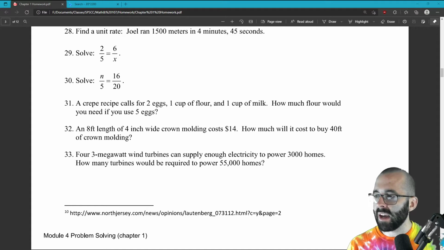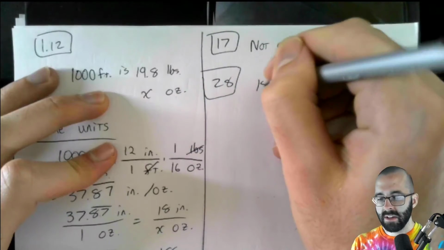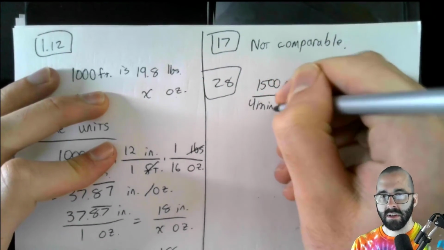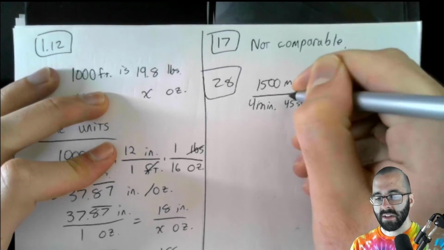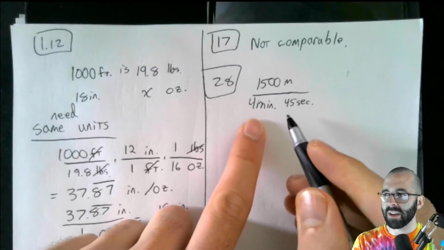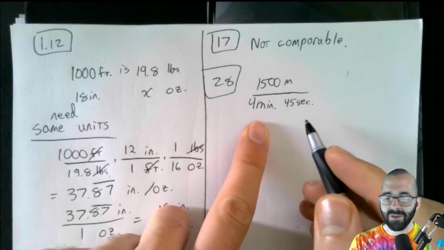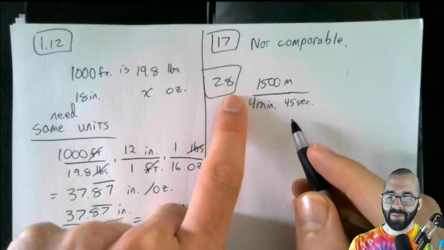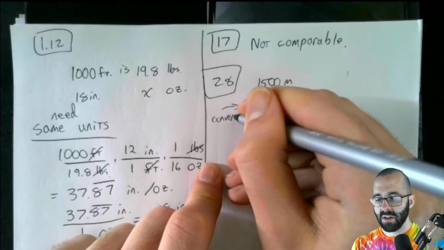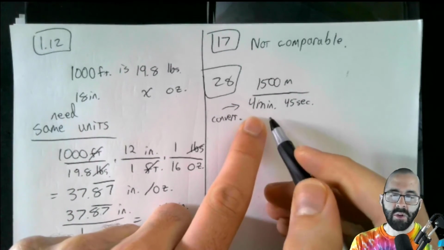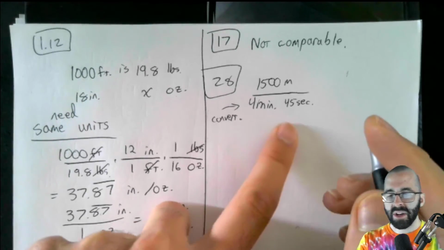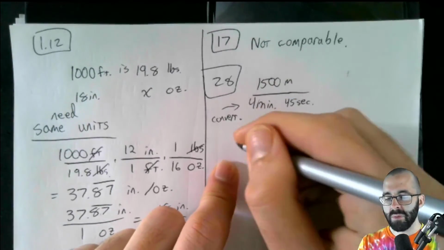So right now, what we have is 1,500 meters in 4 minutes, 45 seconds. And we want meters per 1 second. But this is a weird thing. This is not really a mathematical quantity that I've written here. We need to convert this time, because we essentially have a mixed number here, 4 minutes and 45 seconds. So if we convert 4 minutes and 45 seconds, let's just convert 4 minutes.